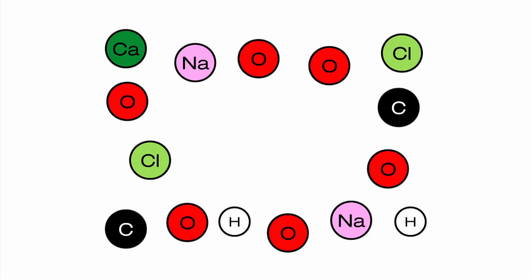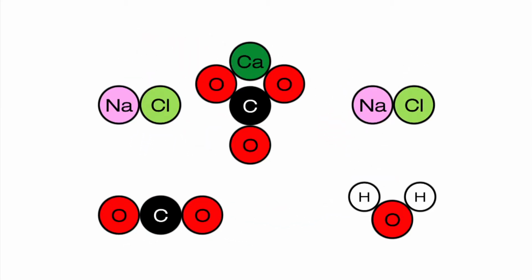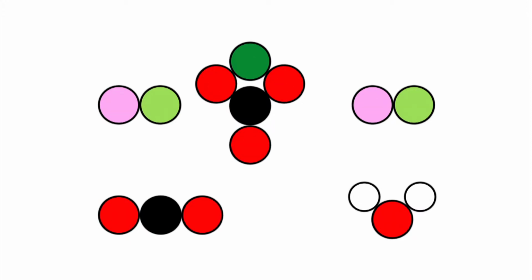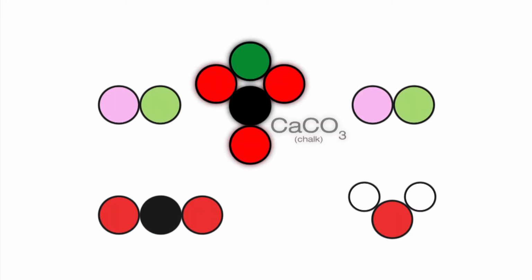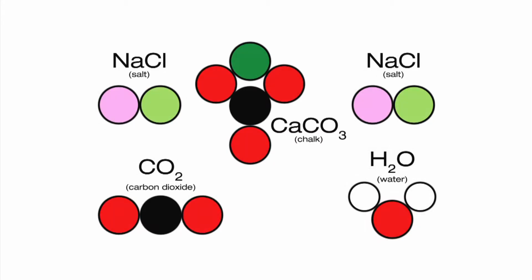Here we show all atoms separating from each other. They will form new bonds to make new products. In nature, the atoms go through several steps before reconnecting to make new products. Here are the products at the end of the chemical reaction. We have the exact same atoms, but they are rearranged into new groups. They are now new molecules. The new molecules are ones that you know: chalk, salt, carbon dioxide, and water.